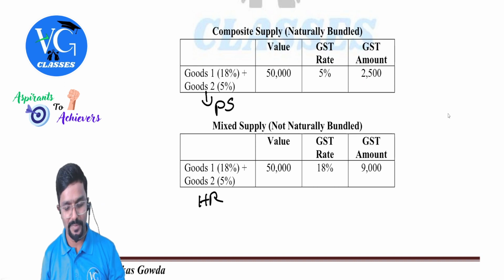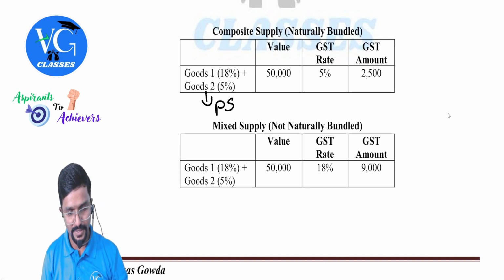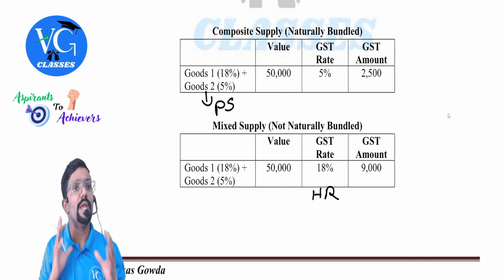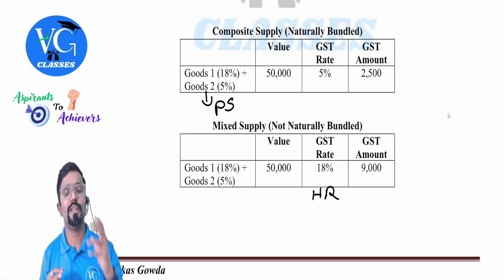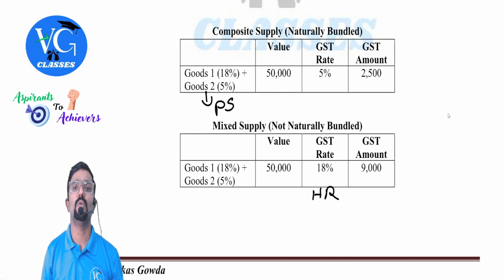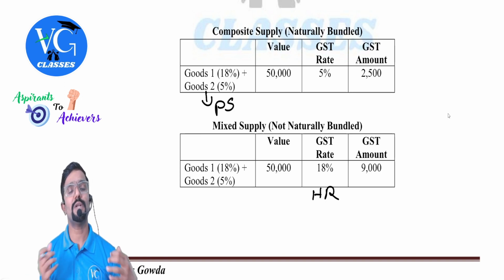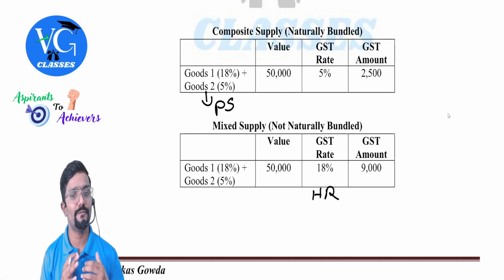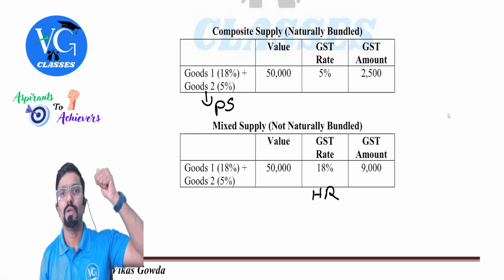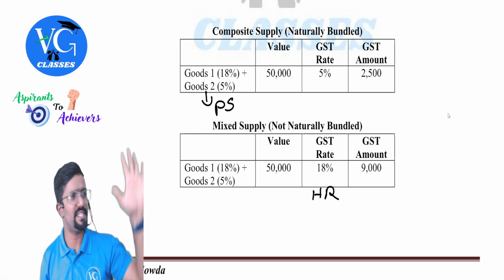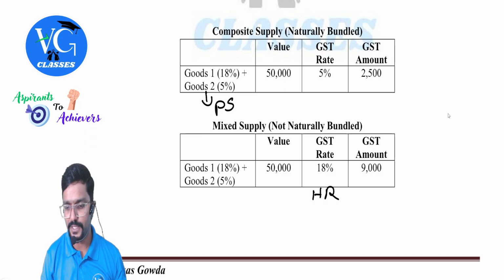So highest, okay, let me write here. Highest rate. So what is the highest rate among the combo? 18%. Apply that. 50,000 into 18% will be 9,000. So totally how much supplier will charge to the recipient? 59,000. Got it? Yes. Easy. It is easy.